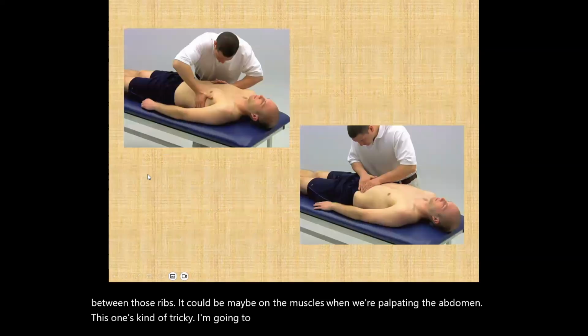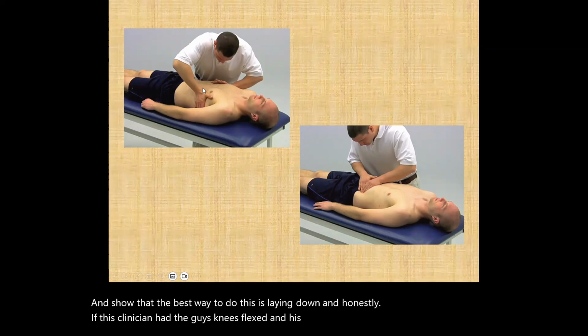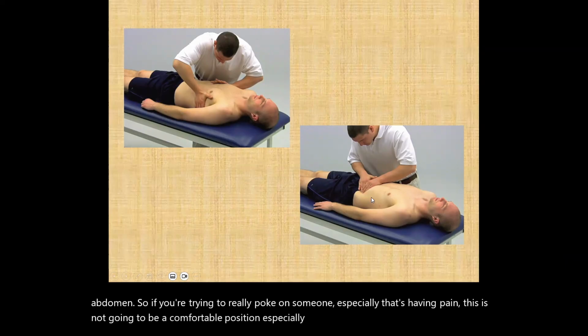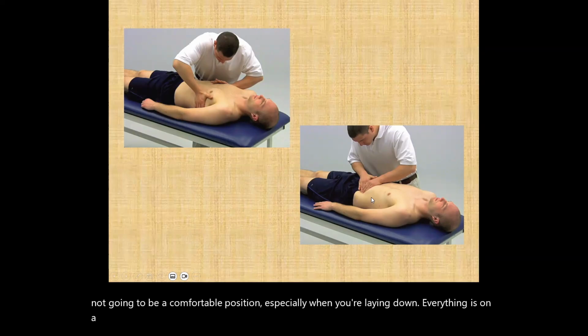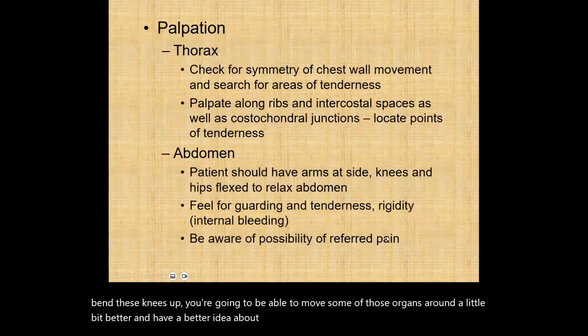I'm going to jump ahead real quick and show that the best way to do this is laying down. And honestly, if this clinician had the guy's knees flexed and his hips flexed, it would relax the muscles of his abdomen. So if you're trying to really poke on someone, especially someone having pain, this is not going to be a comfortable position, especially when you're laying down. Everything is on a stretch. So if you have them bend their knees and keep their feet flat on the table, you're going to be able to move some of those organs around a little bit better and have a better idea about where some of that tenderness is.